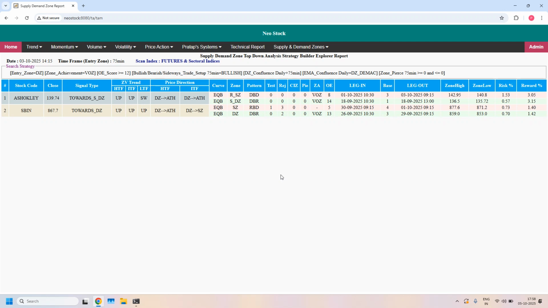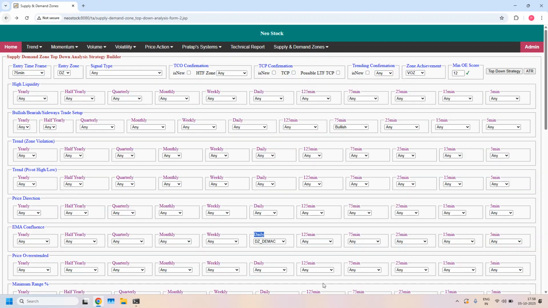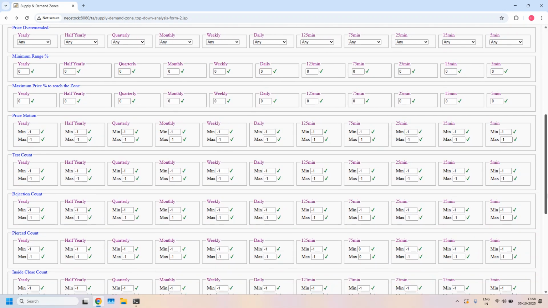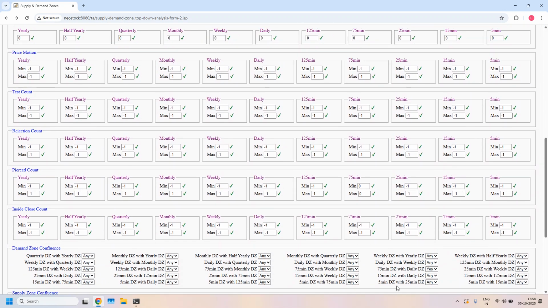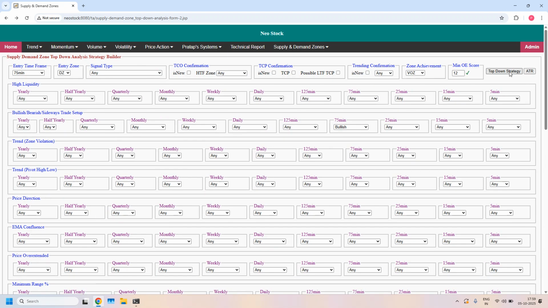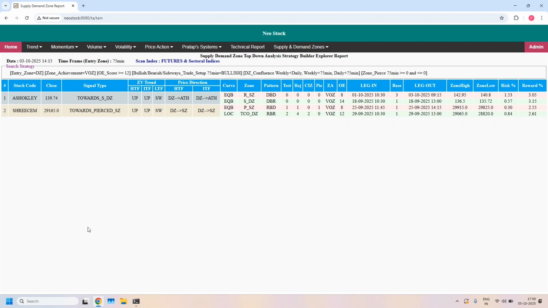Okay, next LTF, ITF and even HTF demand zone confluence supported stocks. After that HTF EMA confluence. Removing ITF EMA filter. Demand zone confluence, 3 filters I am setting. 75 and daily already enabled. 75 minutes and weekly. Daily and weekly demand zone confluence. By setting all the 3 filters, we got 2 stocks.